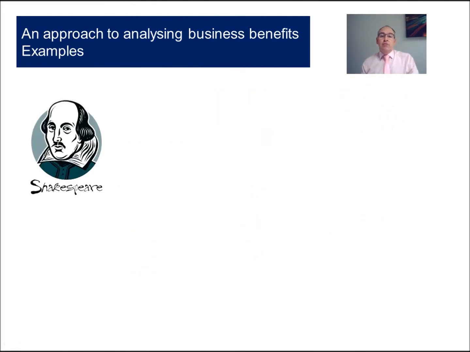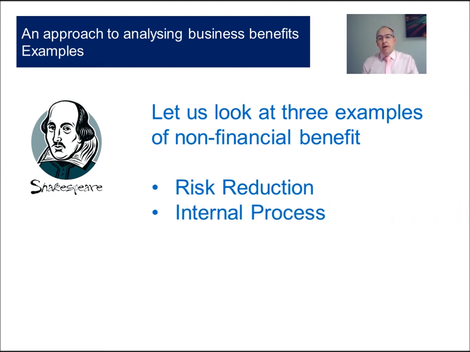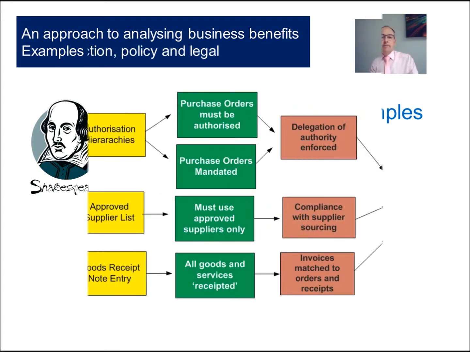Now I suppose I could do a dramatic reading in a Shakespearean style of these 10 different classes, but instead what might be more helpful is to actually go through some worked examples. We'll have a look at a risk reduction, an internal process, and a quality of service set of benefits, and we'll link these to benefit dependency charts.